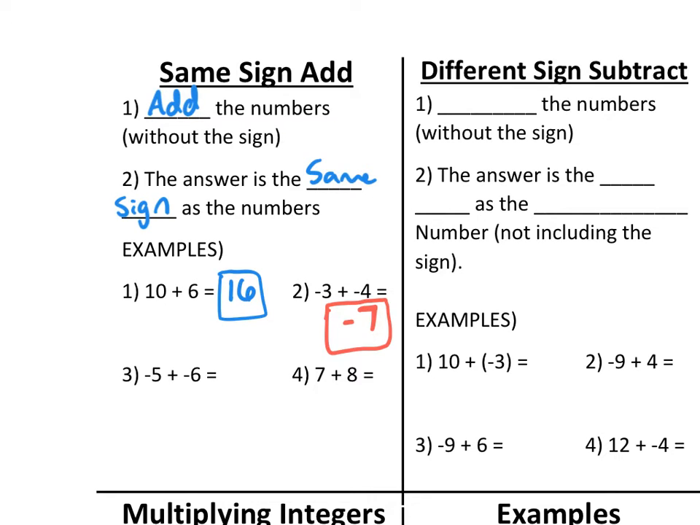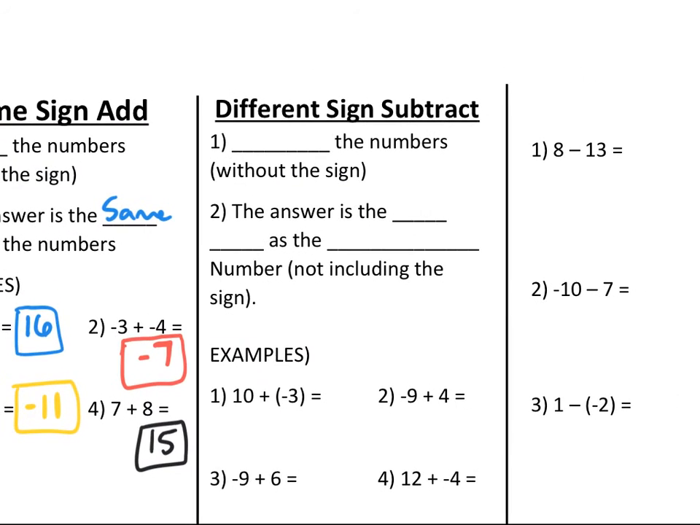What about number 3? They are the same sign. So 5 plus 6 would be 11. Negative, because they are both negative, so it's got to be a negative number. Okay? And then the last one, are they the same sign? Yes. 15. They are both positive, so it stays 15.